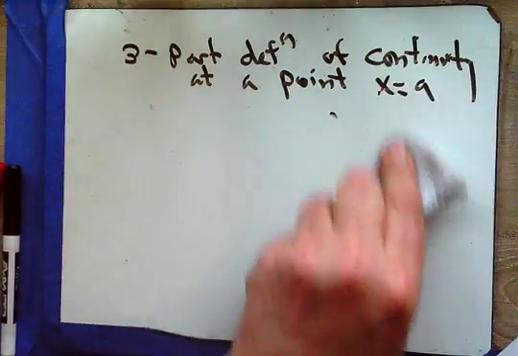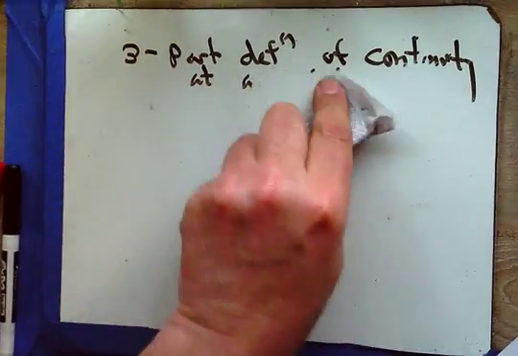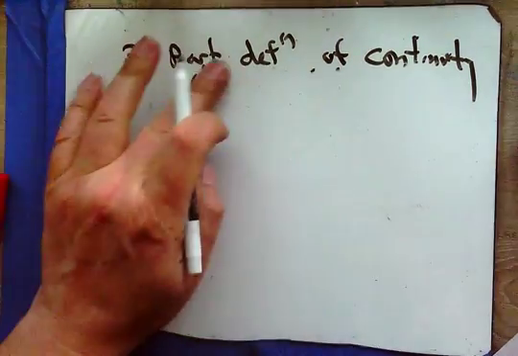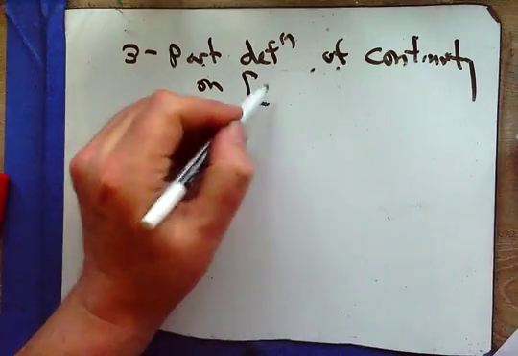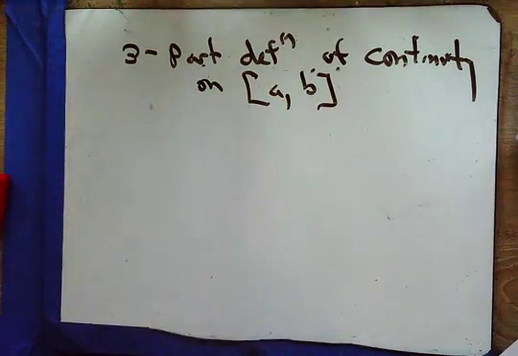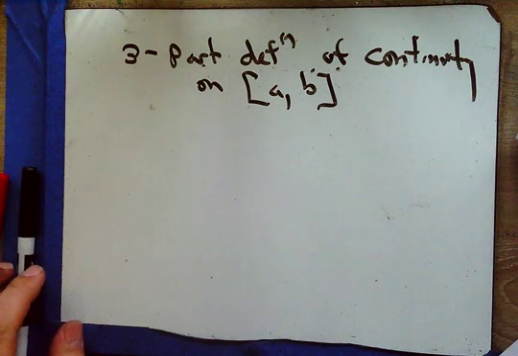Now what I would like is the three-part definition for continuity on a closed interval a to b. So why don't you pause that video and give that one a try.